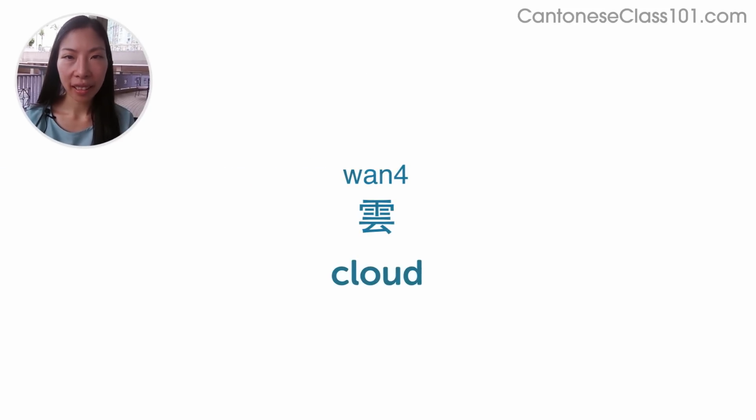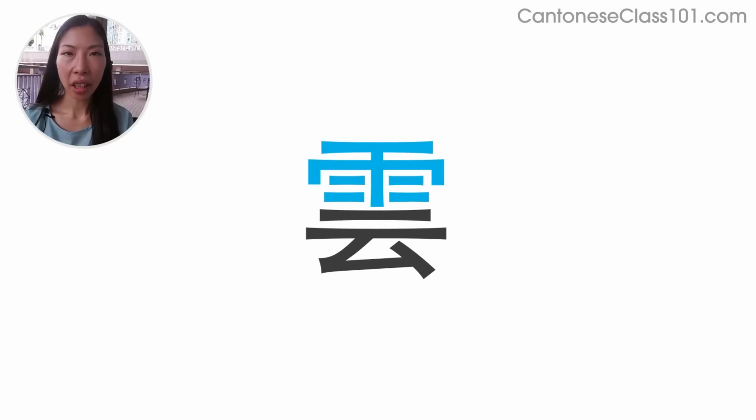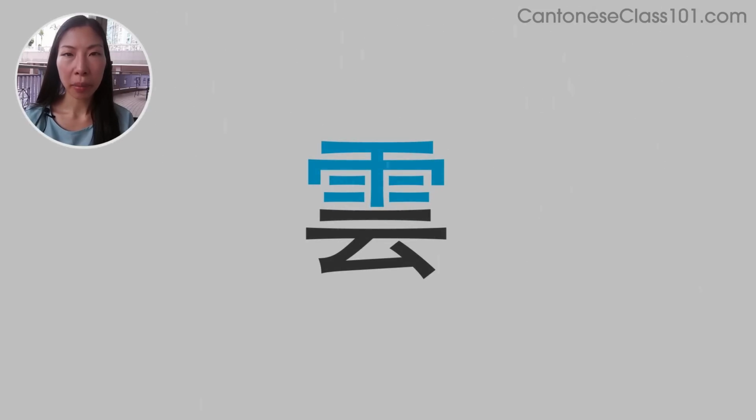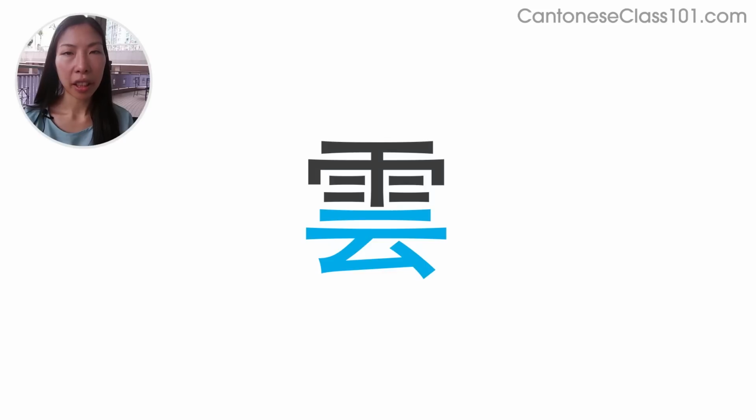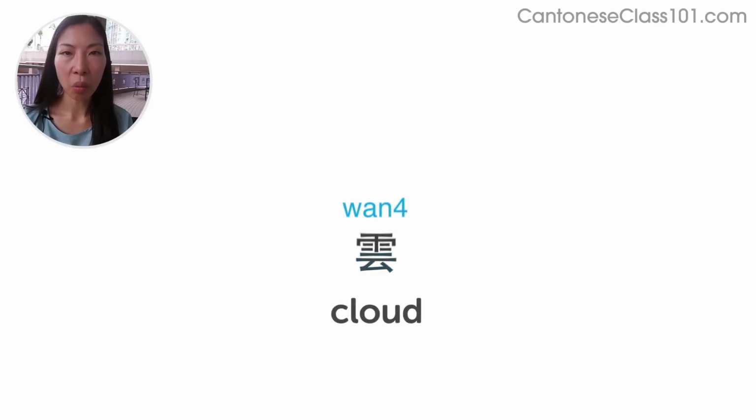For example, let's look at the character for cloud. At the top, there is 雨, which means rain. At the bottom, there is a part which gives a hint about the pronunciation.